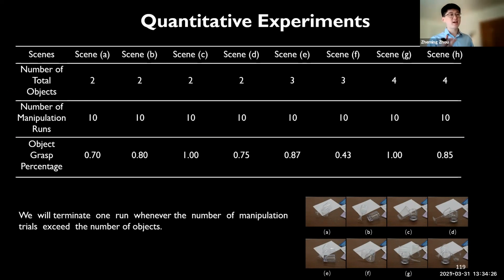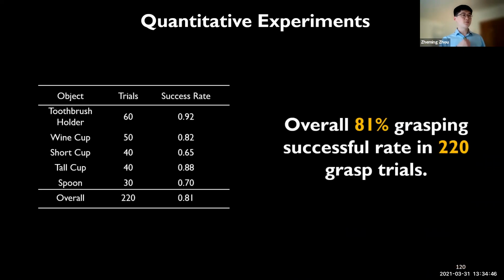For instance, scene A has 2 objects in the scene, and we perform 10 manipulation trials, and the total object grasp percentage is 0.7, which means over 20 manipulation trials, we successfully picked up 14 objects. Also, we show object-wise grasping success rate, and we can see that over 220 graspable trials, we get an overall 81% grasp success rate.